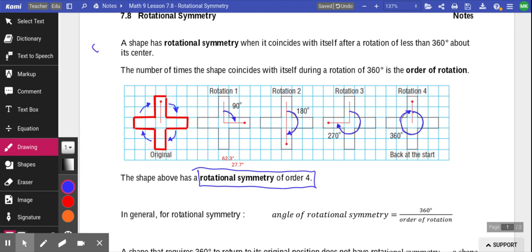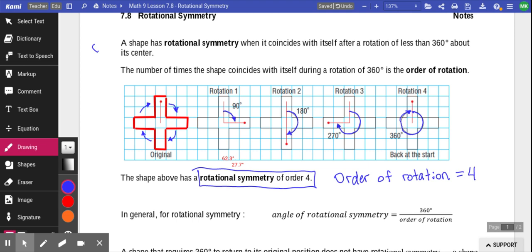Sometimes we call that the order of rotation as well. So the order of rotation equals 4. Same thing: rotational symmetry and order of rotation are kind of interchangeable words. They're kind of like synonyms.